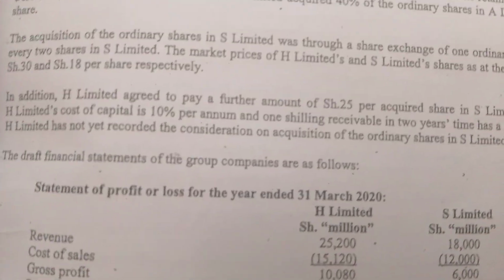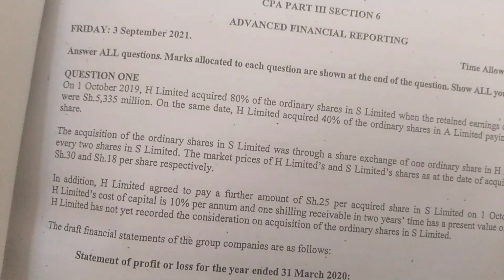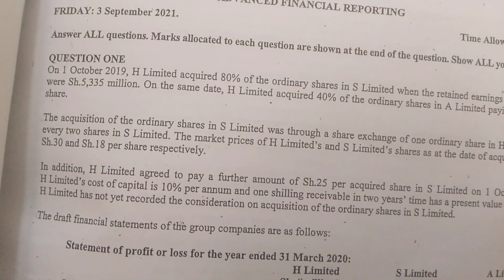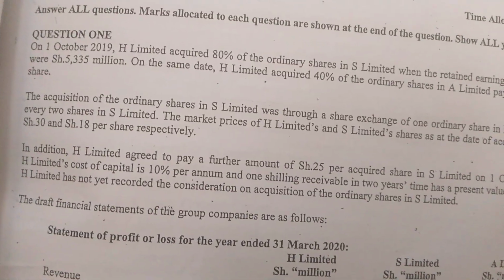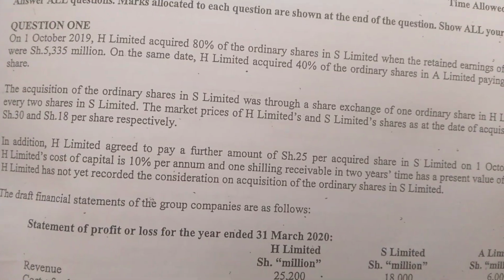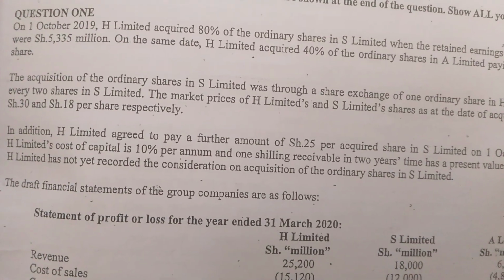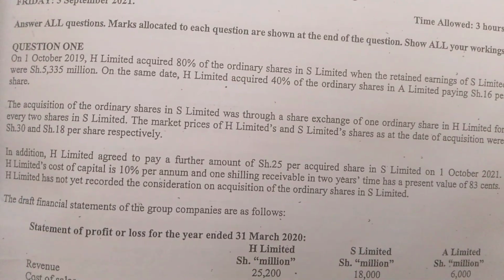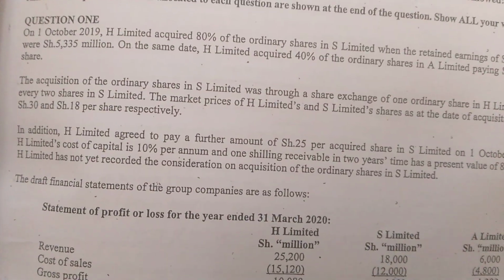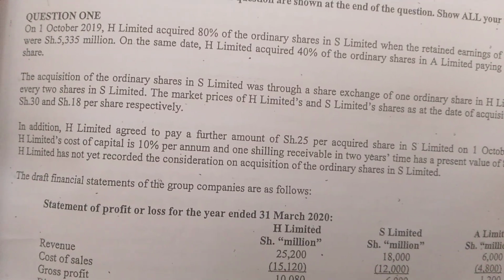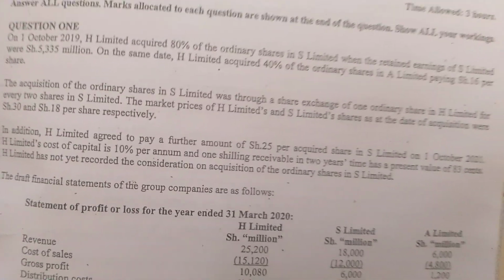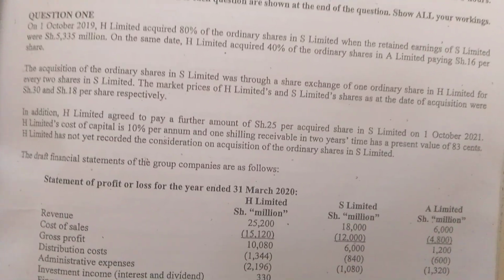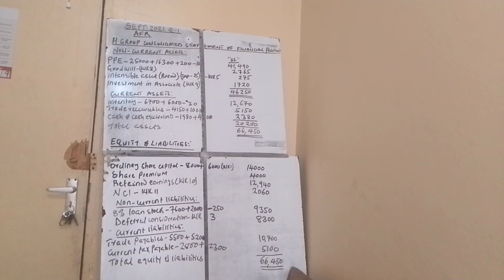On 1st October 2019, H Limited acquired 80% of the ordinary shares in S Limited when the retained earnings of S Limited were shillings 5,335 million. On the same date, now that will be our working number 2. On the same date, H Limited acquired 40% of the ordinary shares in A Limited, paying shillings 16 per share. So that is a portion which we are using to show our working number 2.